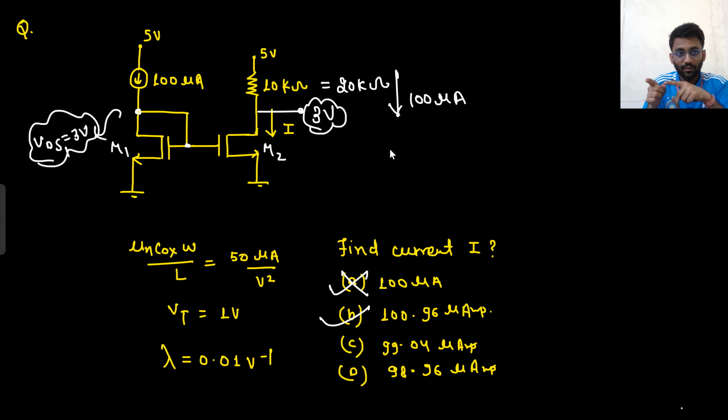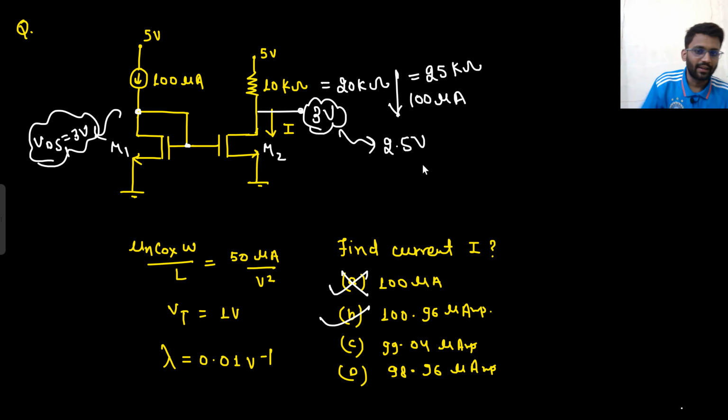And if there was 10 kilo ohm, then what was the scene? VDS was more. If VDS is more, it will drive more current. So that's why the current was more than 100 microampere. And if this resistance 10 kilo ohm was 25 kilo ohm, then what would happen? Let's just say the same current is copied. Then how much will this voltage be? 2.5 volt. And here VDS is less. Here VDS is less, that means current is less. So current would be somewhat lesser than 100 microampere.